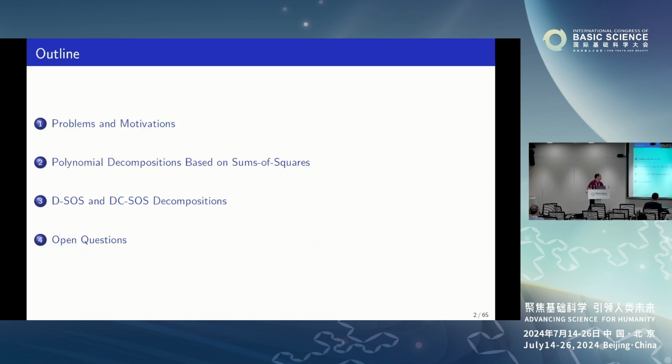So let's start. Firstly, I will talk about the problem and the motivation, then give a very quick review of the development of sum of squares decomposition for polynomials. Then I will focus on the new type of decomposition, the difference of sums of squares, and the difference of convex sums of squares, where the squares are still convex, which is a special case and very useful in practice. Last, I will talk about some interesting open questions.